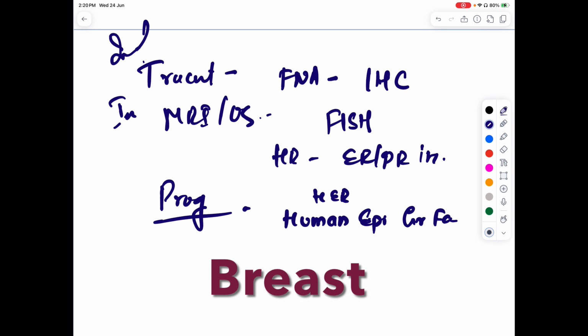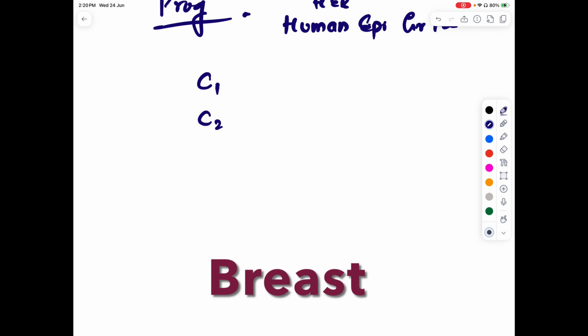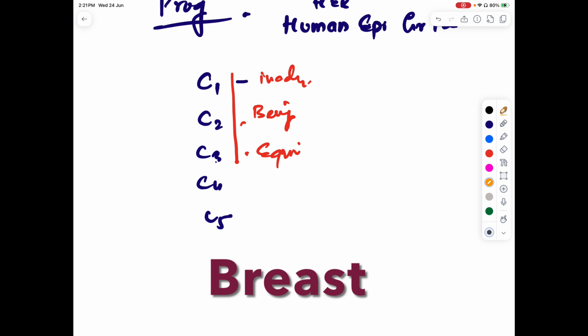The difference between histology and cytology. When you do cytology, there are different things, C1, C2, C3, C4, C5. So C1 up to C3, what you see is inadequate sample, definitely benign. This can be equivocal. Then you go for this is suspicious and this is malignant. Adenocarcinoma. So what is adenocarcinoma? It is a glandular epithelial cells.